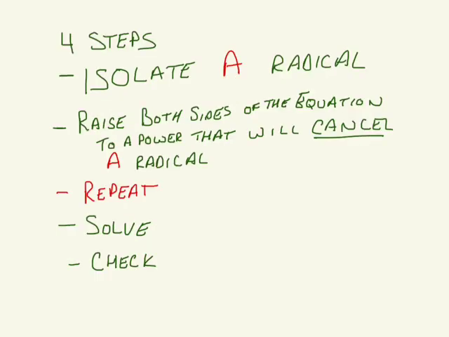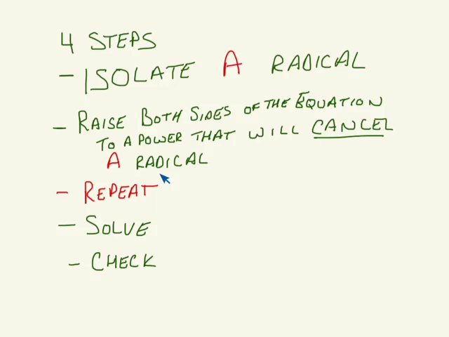Our steps have changed ever so slightly. You can see that "isolate the radical" became "isolate a radical," and the reason is we have more than one, so picking one becomes important. Then we're going to raise both sides of the equation to a power that will cancel a radical. It won't cancel both of them.